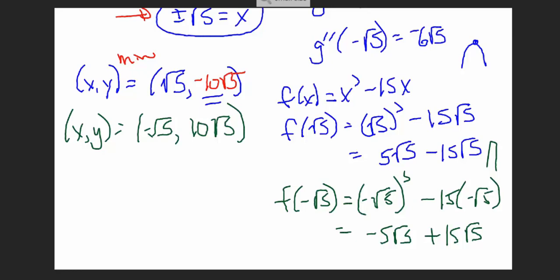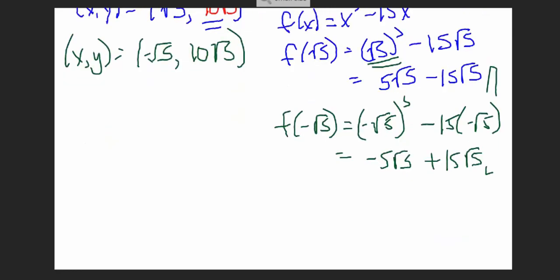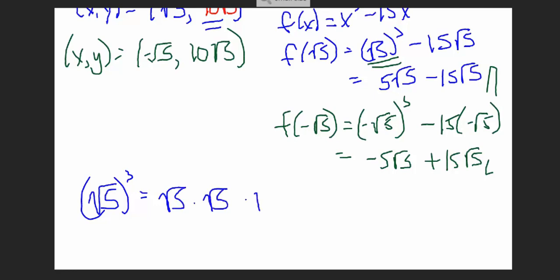Perhaps what you were getting confused about was cubing that. And just to go over that step by step, the square root of 5 cubed would be the square root of 5 times the square root of 5 times the square root of 5. That would be 5 square root of 5. Hope this helps.